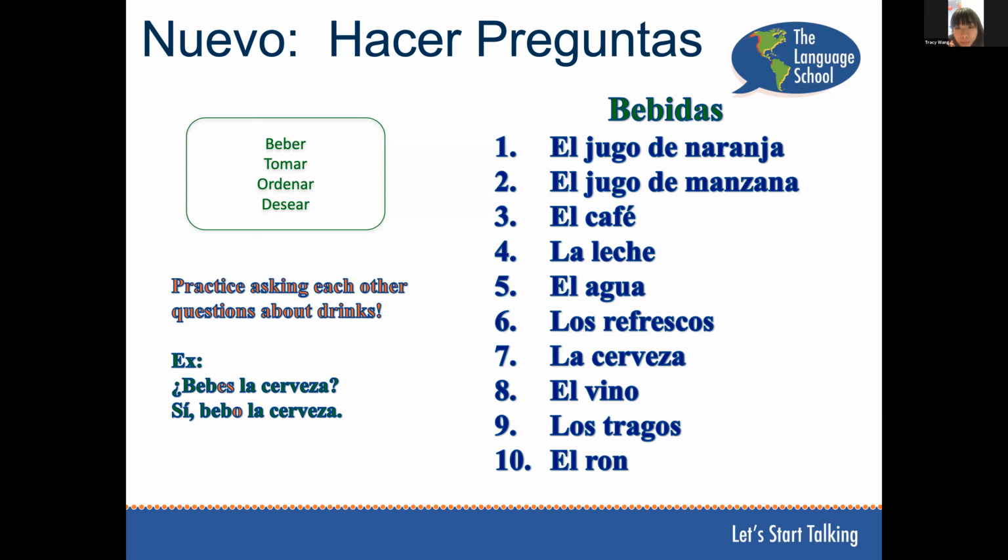Okay, ¿bebes el vino? Muy bien. No, no bebo el vino. All right, Ana to Nikki. Nikki, ¿qué significa los tragos? Los tragos significa cocktails or mixed drinks. Nikki, ¿bebes los tragos? Sí, bebo muchos tragos.